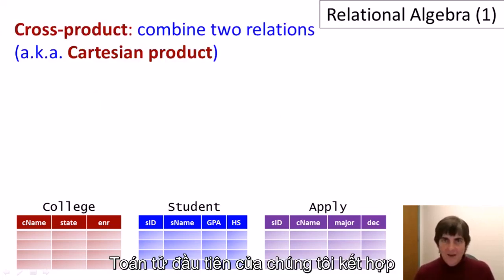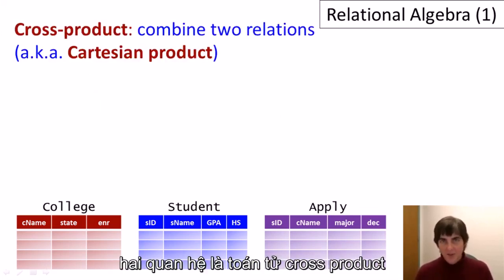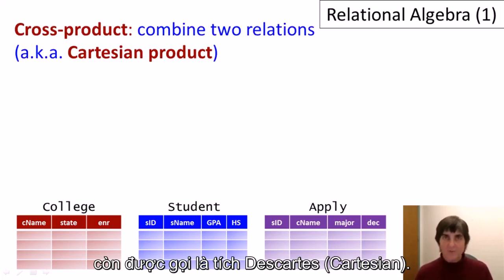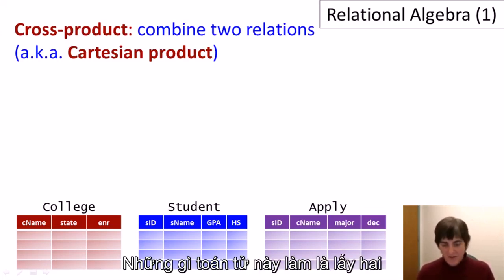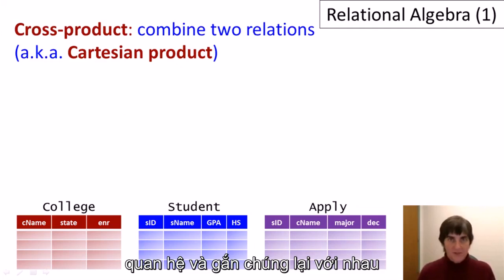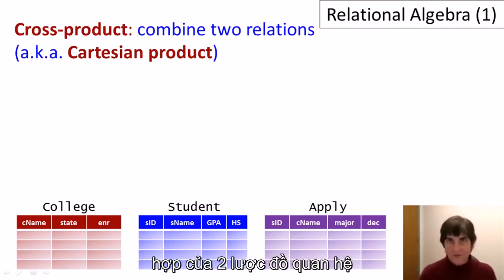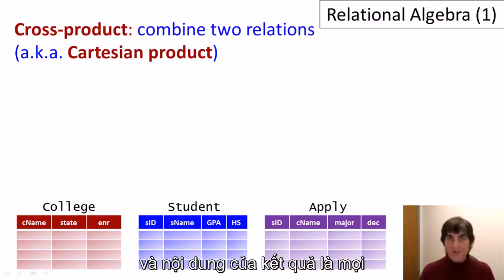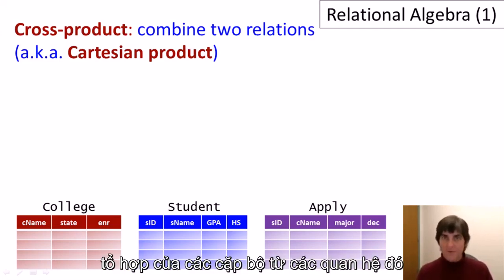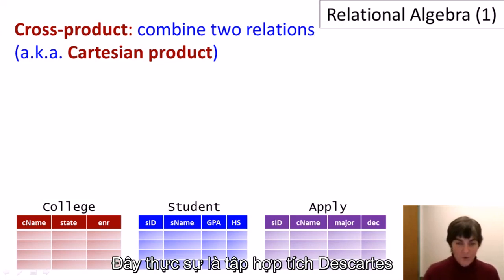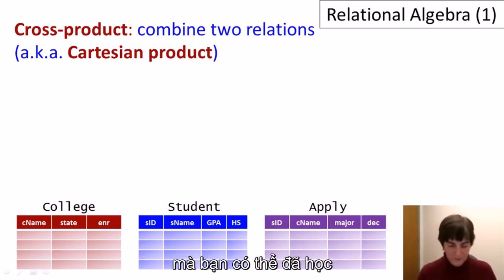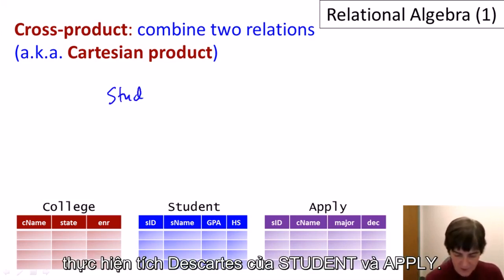Our first operator that combines two relations is the cross product operator, also known as the Cartesian product. What this operator does is it takes two relations and glues them together so that the schema of the result is the union of the schemas of the two relations, and the contents of the result are every combination of tuples from those relations. This is, in fact, the normal set cross product that you might have learned way back in elementary school. So let's talk about, say, doing the cross product of student and apply.